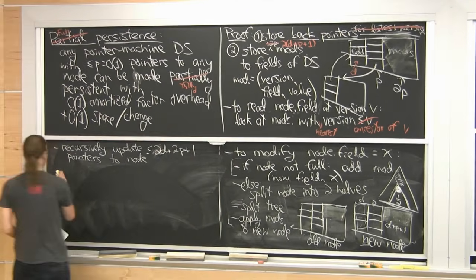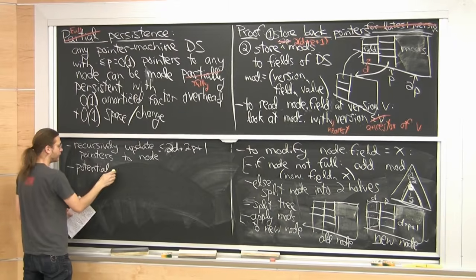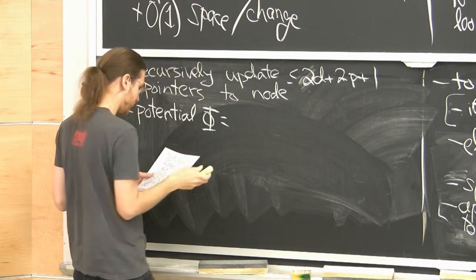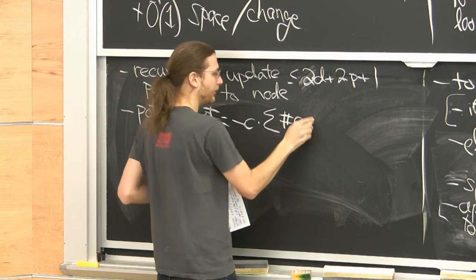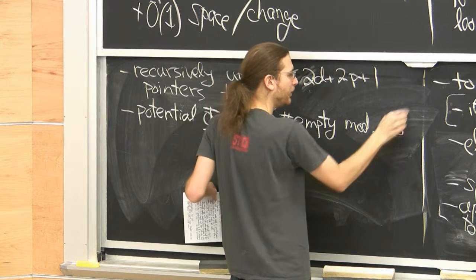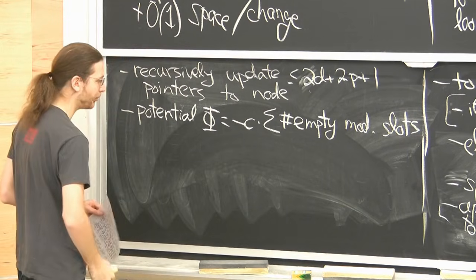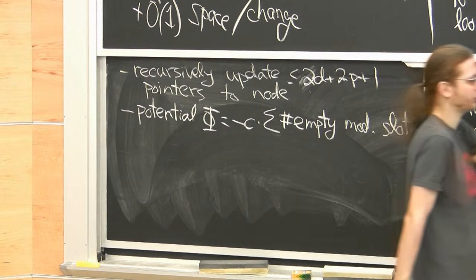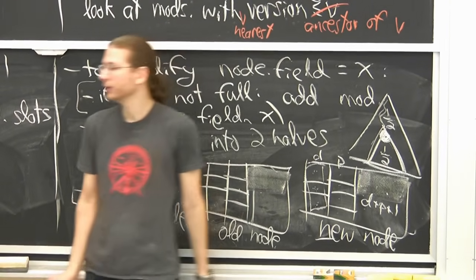Let me give you a potential function that makes this work. It is minus C times the sum of the number of empty mod slots. It's kind of the same potential, but before we had this notion of dead and alive nodes; now everything's alive because everything could change at any moment. So instead, I'm going to measure essentially how much room I have in each node. Before I had no room in this node, now I have half the space in both nodes. So that's good news.